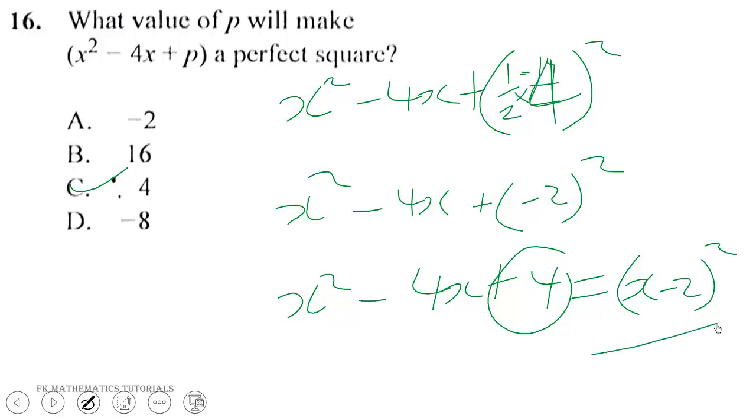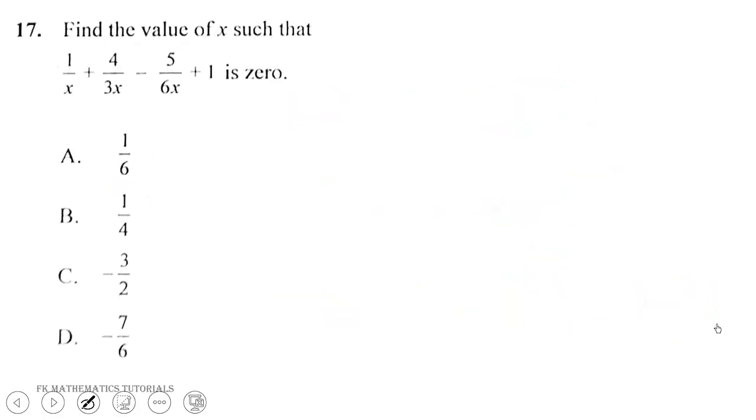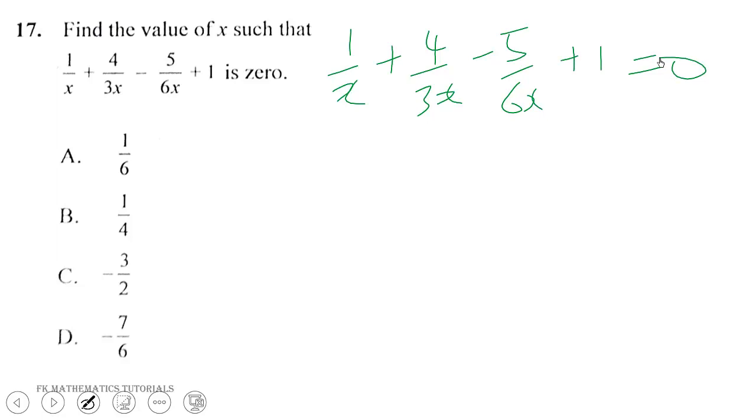So this is what we call a perfect square. We have to find the value of x such that 1 over x plus 4 over 3x minus 5 over 6x plus 1 is equal to 0. You can decide to also find the LCM and simplify the numerator, then equate the numerator to 0 to solve for x. You get the same answer as this.